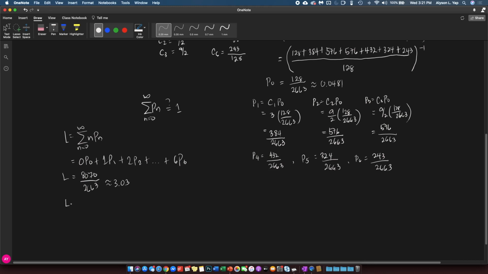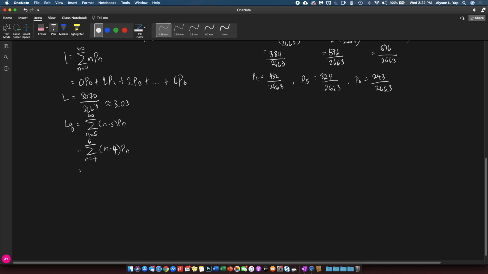In fact, you can also get your LQ. LQ, by definition, is the sum from n equals s to infinity of n minus s p sub n. And because s is equal to 4, so this is just the sum from n equals 4 to not infinity, but the system limit of 6, n minus 4 p sub n. So this is equal to, at n equals 4, this is 0. At n equals 5, that is 1p5, plus at n equals 6, this is 2p6.